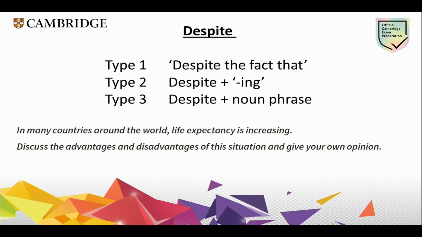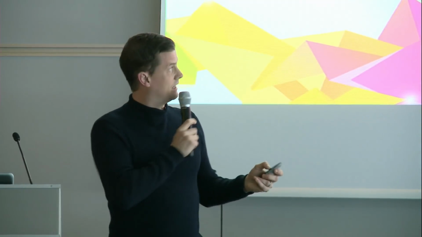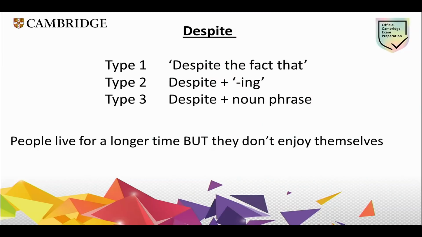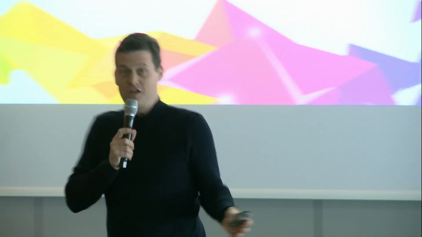Now, a lot of the students I teach are kind of 16, 17, 18 years old, and they're hoping to go to a university in this country, and they all came up with this idea. One of the disadvantages, people live for a longer time, but they don't enjoy themselves, they're too old. Almost all of them said that, because when you're 16, if you pass the age of 30, you might as well just go and get measured up for a coffin, and that is it, they're too old.